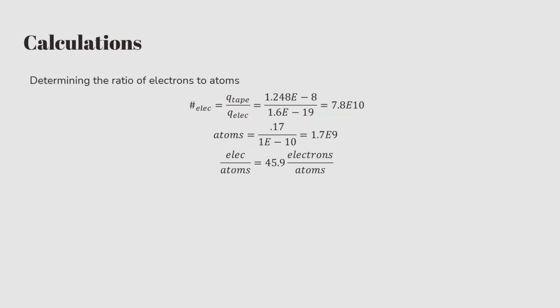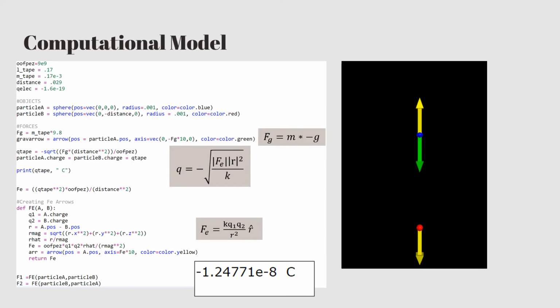And then in order to determine the ratio of electrons to atoms on the piece of tape, we first found the number of electrons right here. We found the number of atoms, and then we found the ratio of electrons to atoms, which is about 46.